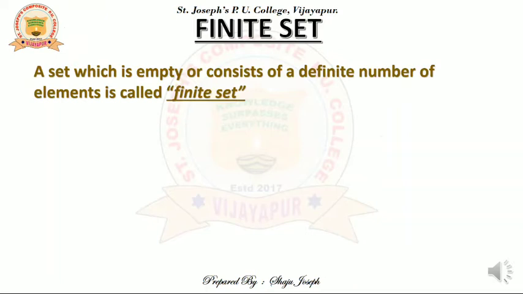See here, that word empty is important. An empty set is also a finite set because you can definitely say there are 0 elements. So perfectly you can name the number of elements. So empty set or null set is also finite set, or any other set where you can strictly count the number of elements or definitely say the number of elements, that is called as finite set.